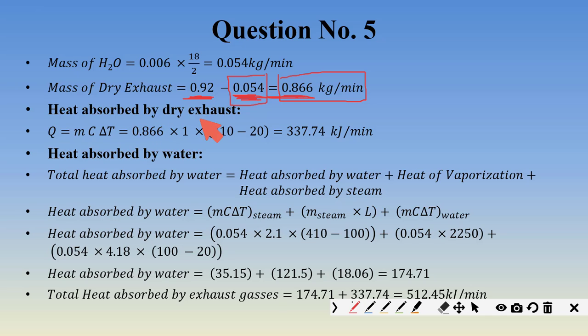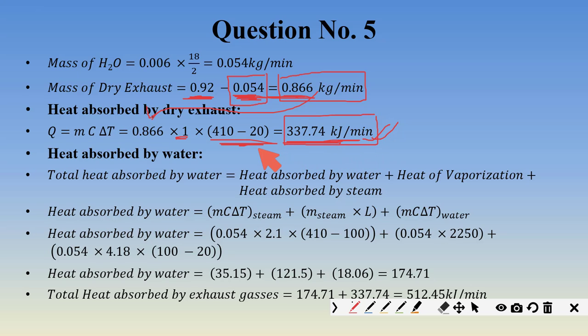So what will be the heat absorbed by the dry exhaust? m c delta T. This is the mass flow rate of exhaust gases, this is the specific heat capacity of the exhaust gases, and this is the delta T of exhaust gases. So putting in all these three values, we get 337.74 kilojoule per minute. This is the amount of heat absorbed by the dry exhaust. Okay.